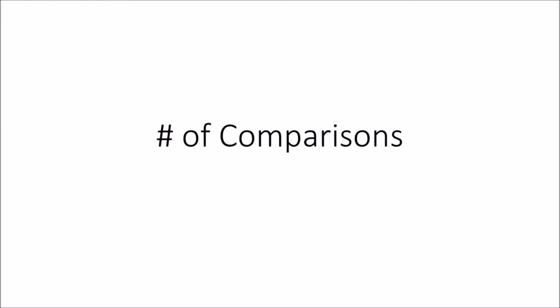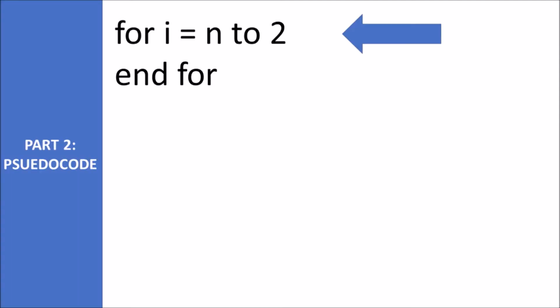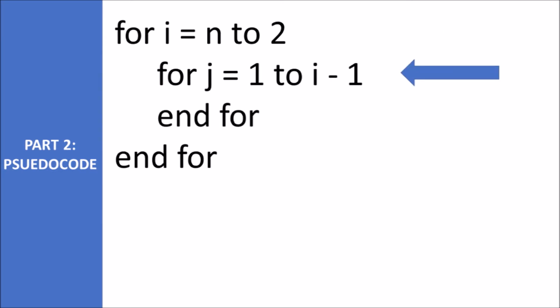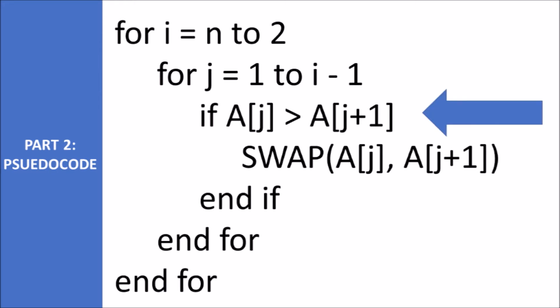Let's consider how many comparisons are in the bubble sort algorithm. First, let's look at the code. For each bubble receiver, from the end of the array to the second element, loop through all the indices before the bubble receiver. If the number after one of these values is bigger, swap the two.